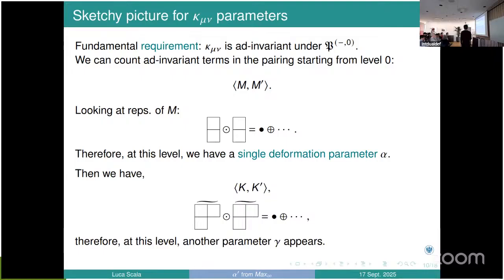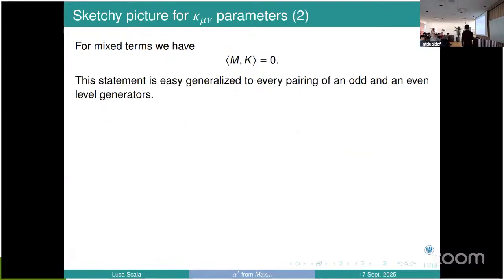Let's go higher. Let's consider level 1 generator, level -1 generator, so kappa. Pairing of kappa with kappa. Kappa, if you remember, is traceless. Again, this tilde means that these diagrams are traceless. Traceless hook times traceless hook gives a dot plus something else. So also here you have a single deformation parameter.